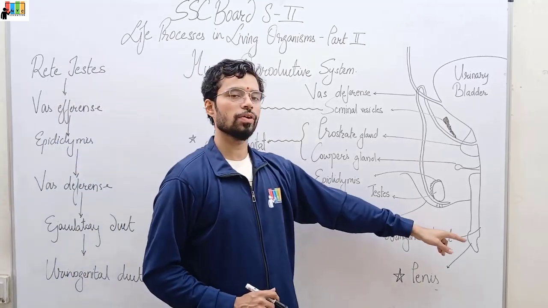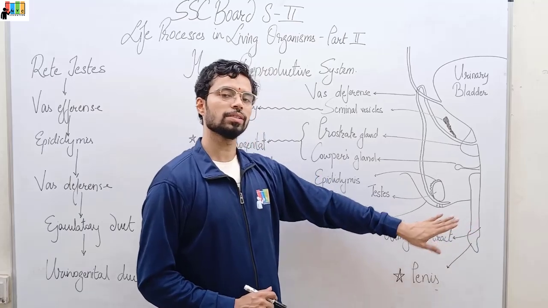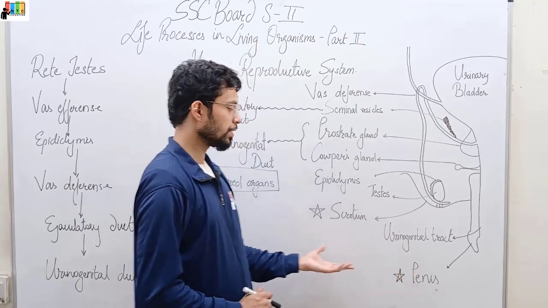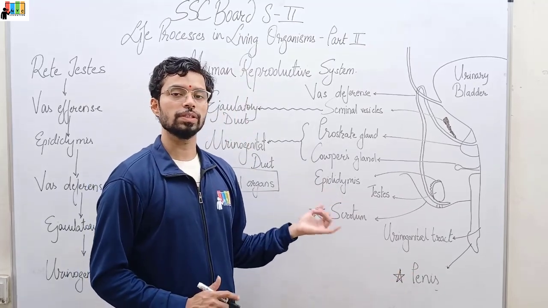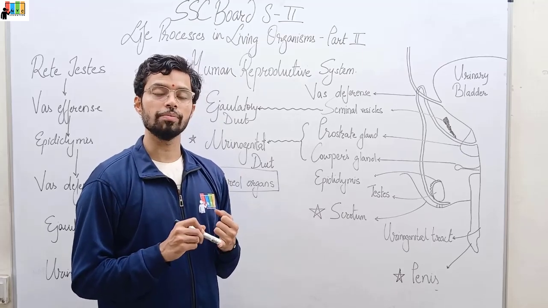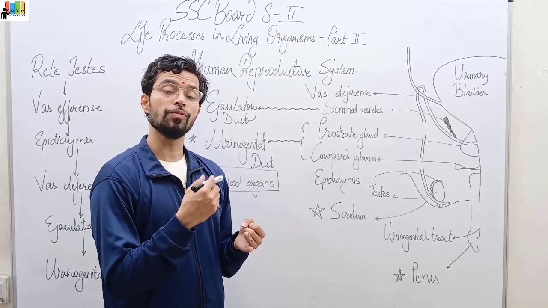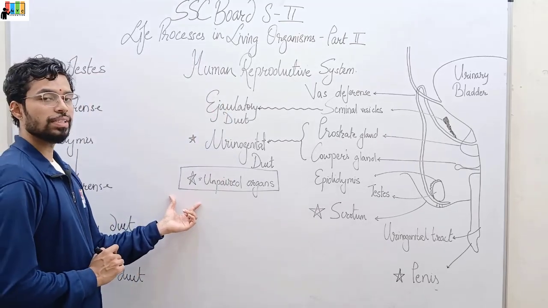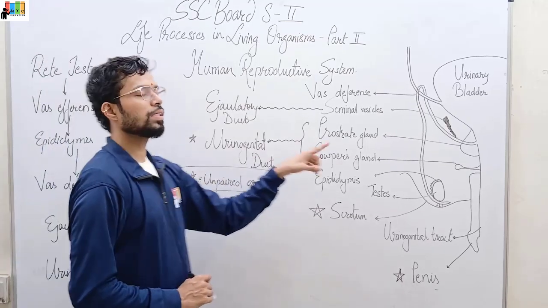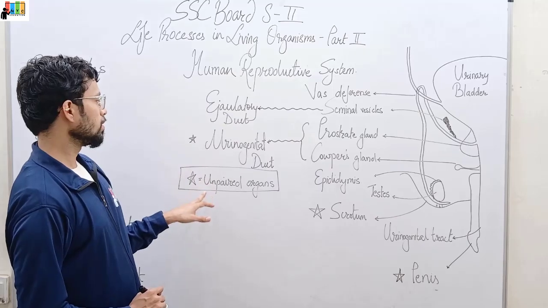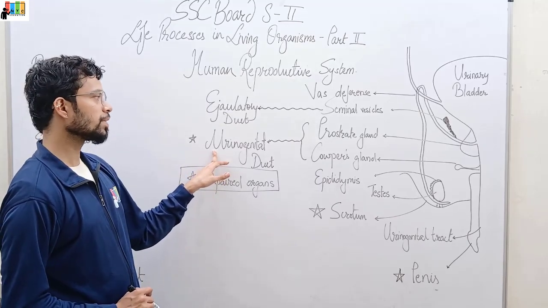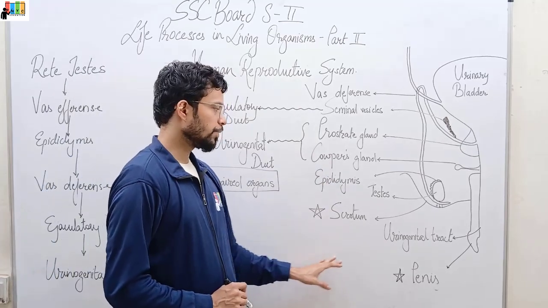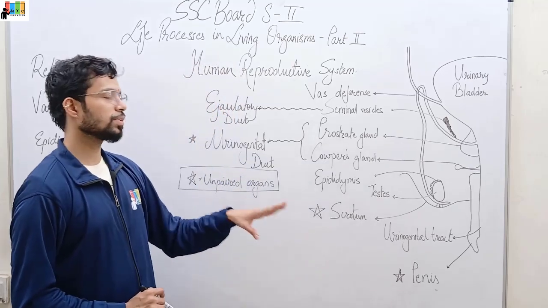And obviously, the organ for copulation and urination is the penis. So this organ is responsible for ejaculation of sperm during copulation and also passing of urine during excretion. So the star mark organs are unpaired. Okay, rest all the organs are paired. So the unpaired organs are the urinogenital duct, that is the prostate gland and the corpus gland. Then you have the scrotum, and then you have the penis, which is unpaired. So it is only one.